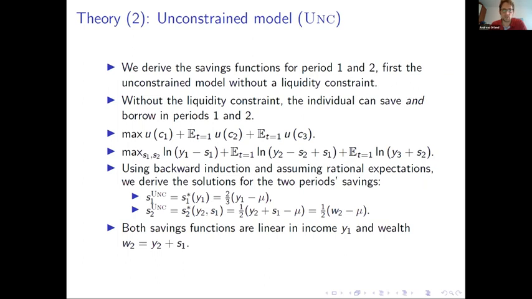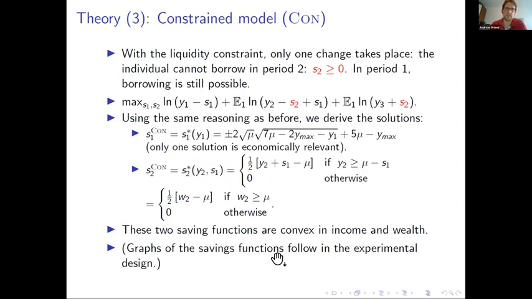Now to the constrained model. The only difference that we have is that in the second period, you're not allowed to save. You're not allowed to borrow, sorry. And to make it explicit, in period 1, borrowing is still possible, it's still allowed, and now we solve that. So again, we write down the problem, and we use the same reasoning as before, backward induction, rational expectations, and we derive the solutions to the problem.